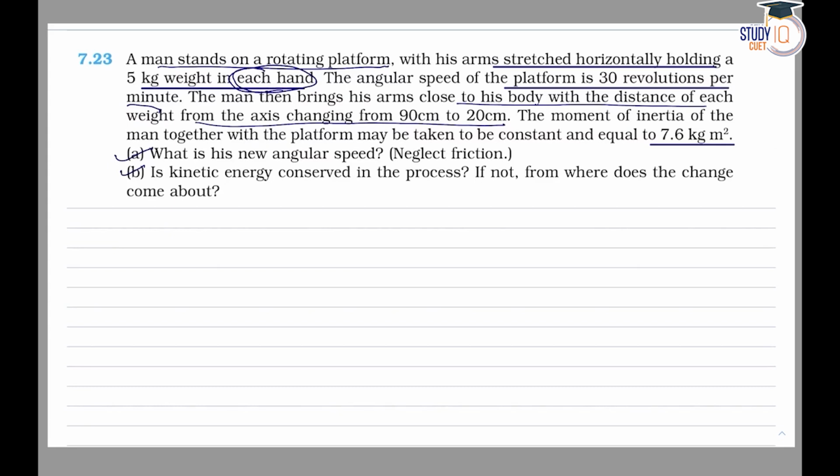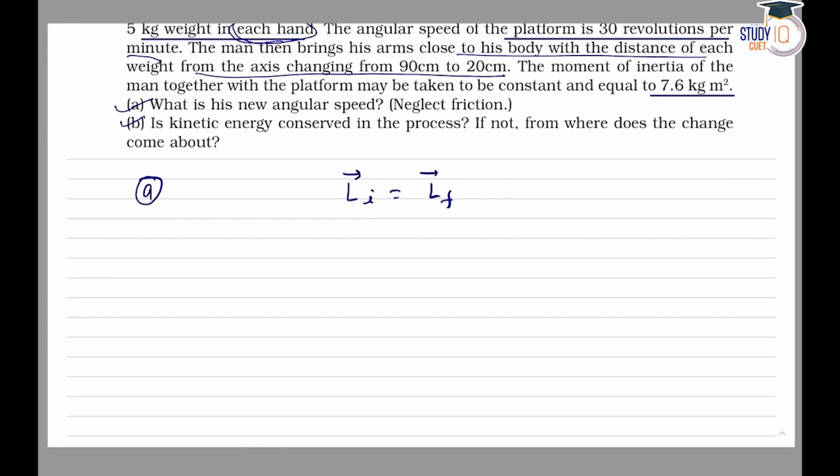So moving to the first part, which is A. Initially the platform is rotating and the arms of the person are stretched. While moving the arms closer to him, there is no external torque on the system. As there is no external torque, initial angular momentum is equal to final angular momentum. So this is a problem of conservation of angular momentum. Angular momentum can be written as I omega, where I is the moment of inertia.